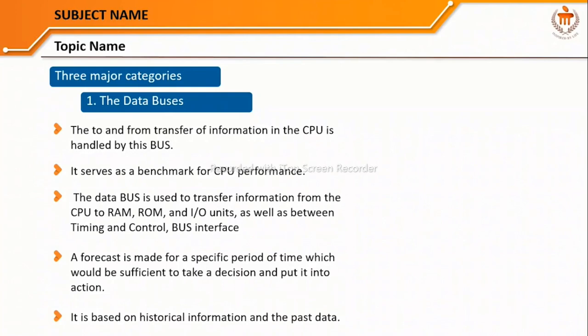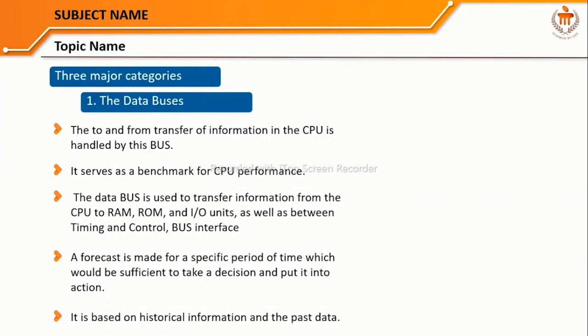So buses play a vital role in sending information from the CPU to the other devices. If the buses are faster, then we will get better results. Why will we get better results? Because, maybe I can give an analogy.